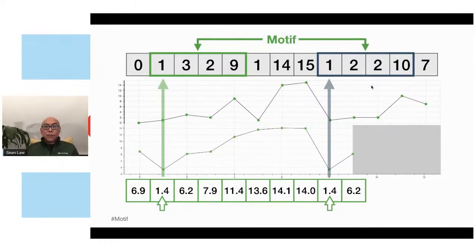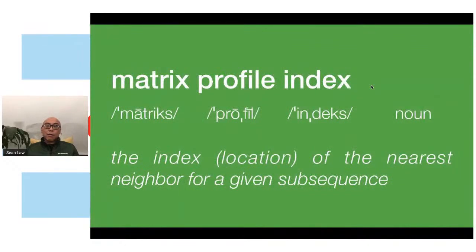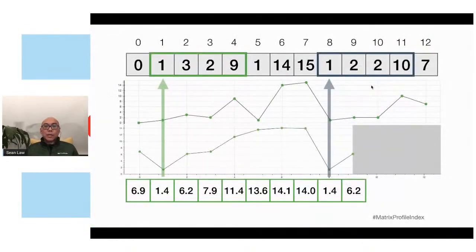Now we can take this a step further, right? Or the researchers took this a step further and said, not only should you be aware of something called the matrix profile, but there's also something called the matrix profile index. So the index is the index location of the nearest neighbor for a given subsequence. So going back to our example here, the subsequence on the left has a nearest neighbor that is a distance of 1.4 away from it. And it just so happens that that nearest neighbor starts at index 8. So this is 8 here.